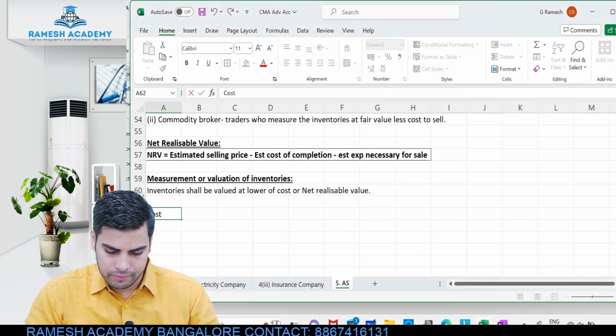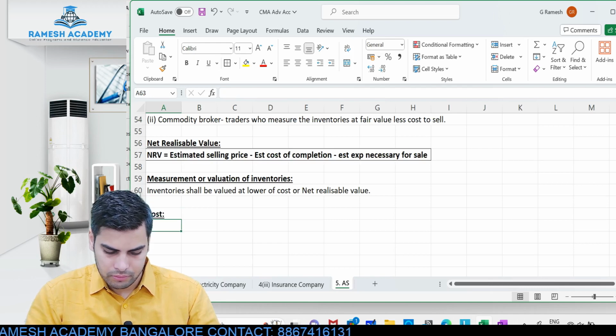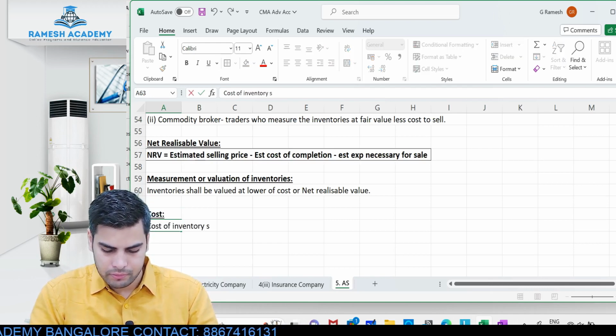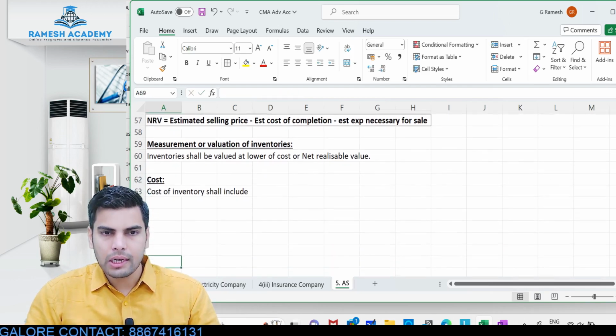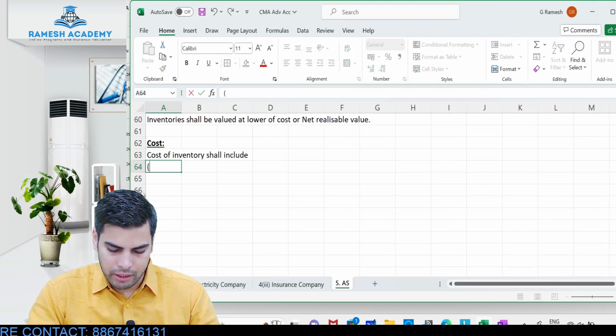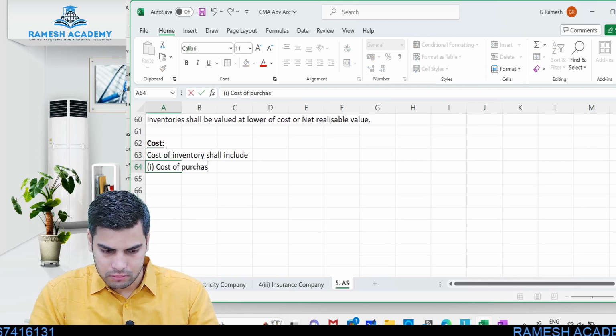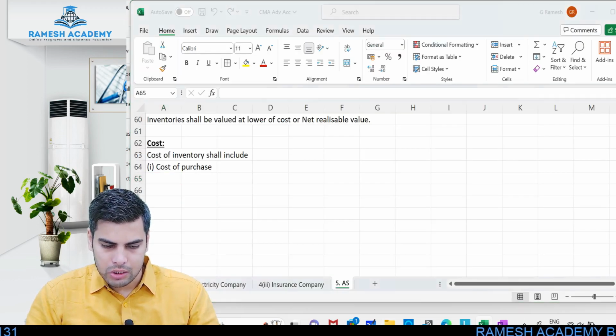Cost of inventory shall include three things. So the first thing is cost of purchase. The second thing is cost of conversion.